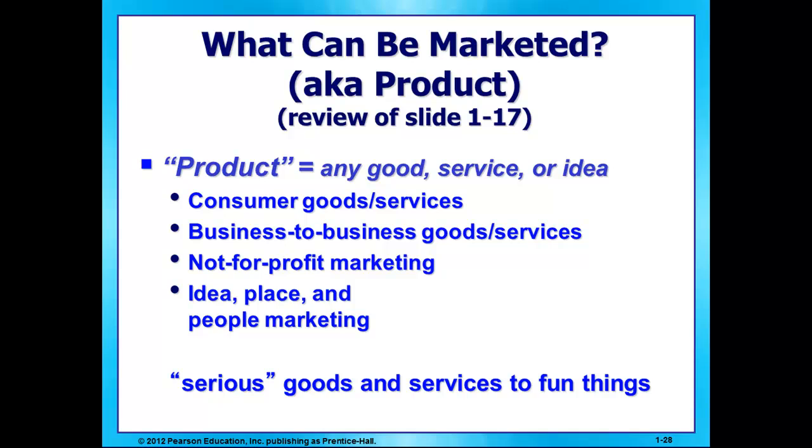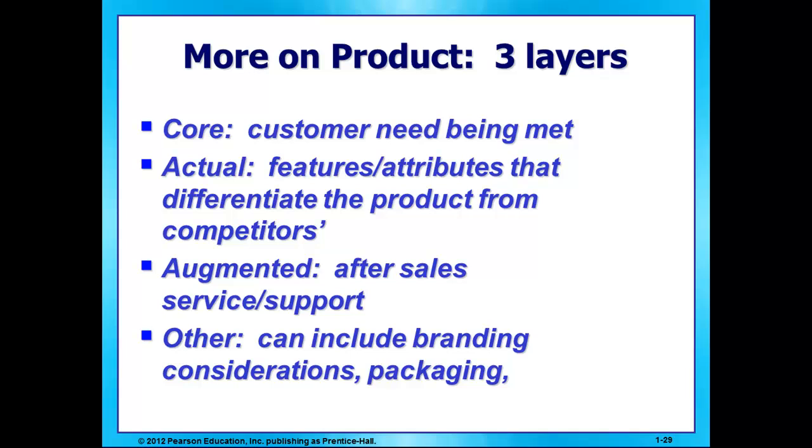The first P is product, and I've already defined product in the second podcast for Chapter 1, so rather than repeating that here, I would like you to go back and make sure that you understood all of the aspects on this slide. Essentially, a product is comprised of 3 layers.